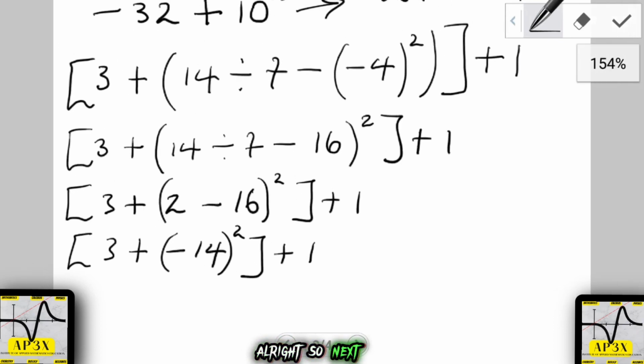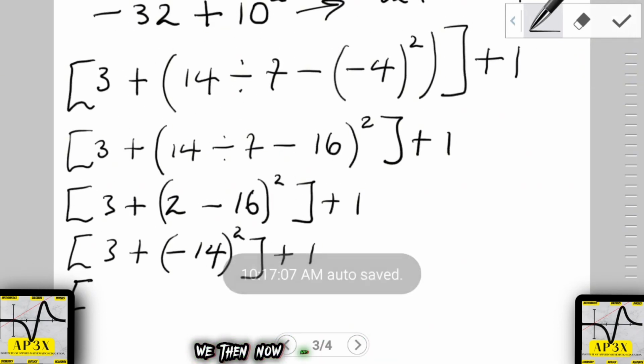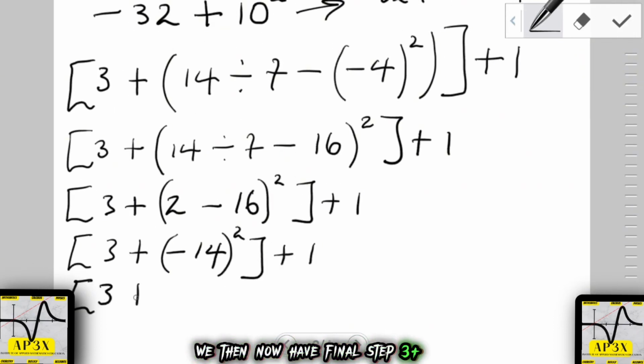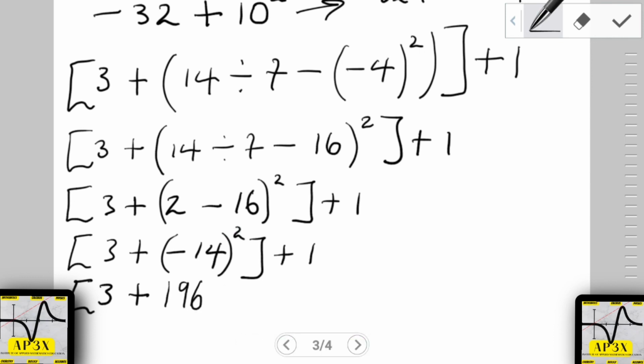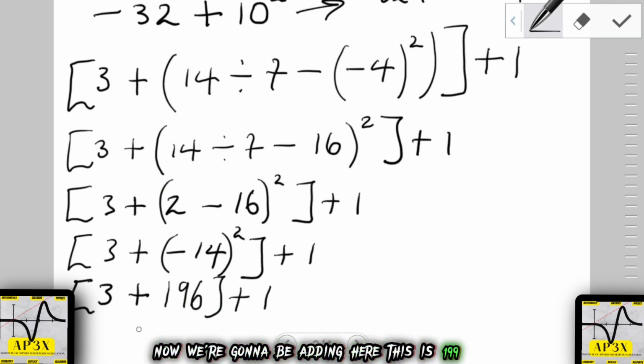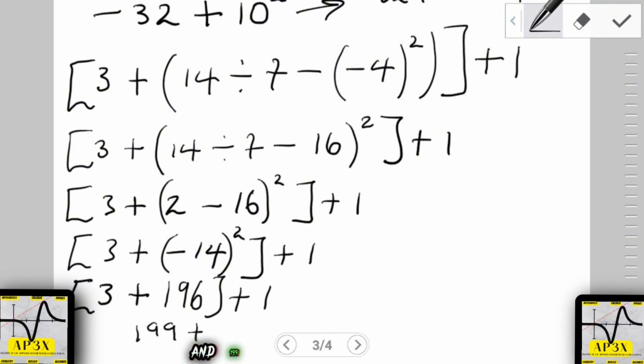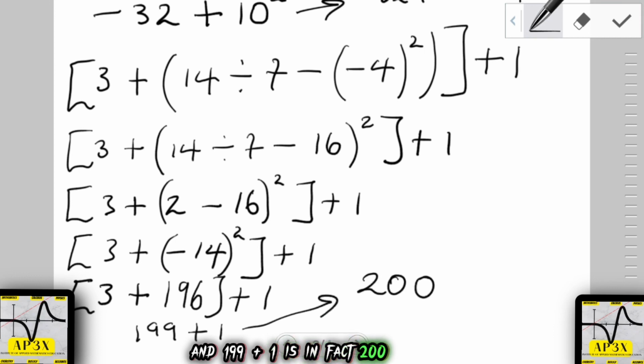All right, so next then what do we have? We then now have final step 3 plus, and we're going to be squaring once again a negative value. Squaring this, we should get 196 here plus 1. Now we're going to be adding here, this is 199, and 199 plus 1 is in fact 200.